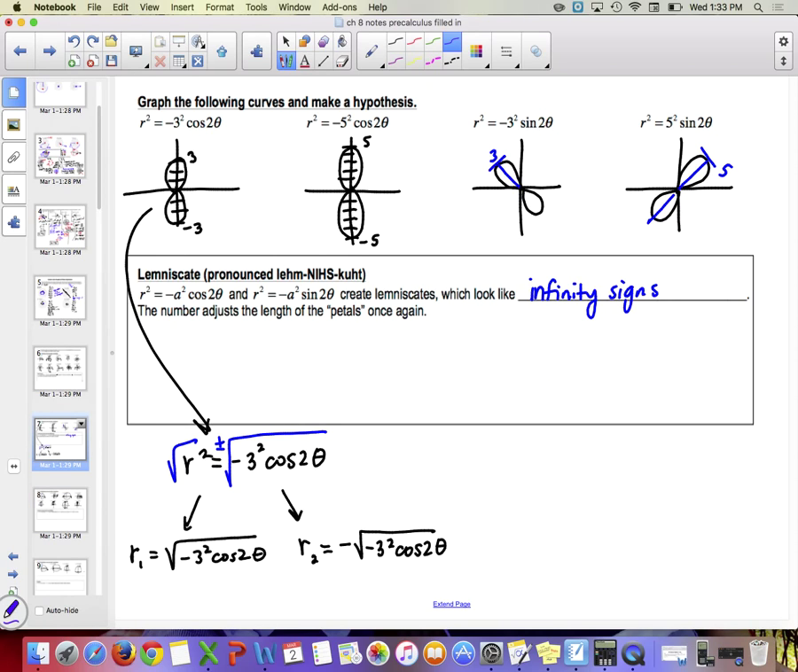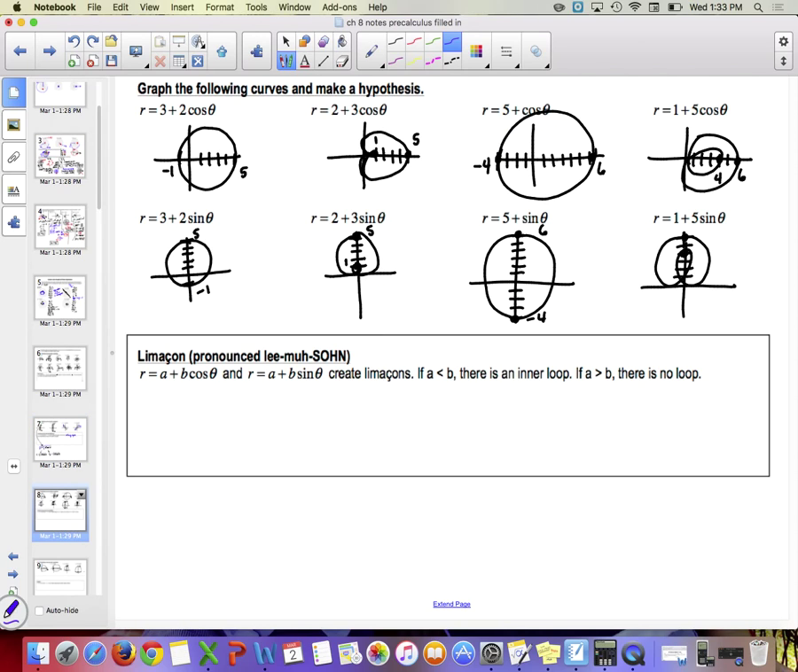All right, can you guys all say lemniscate? Lemniscate. I hear lots of math teachers pronounce this wrong. It's all right. Whatever. It drives me crazy.